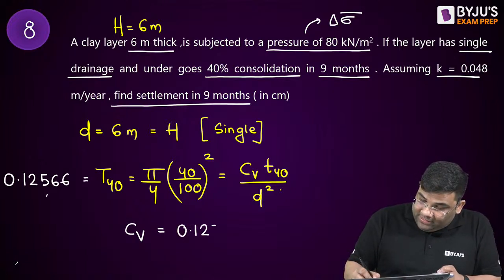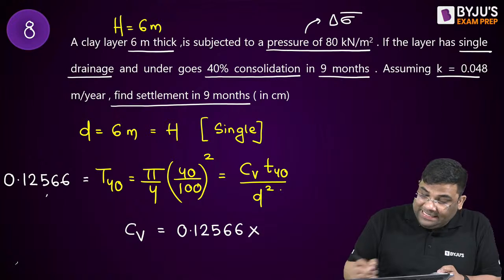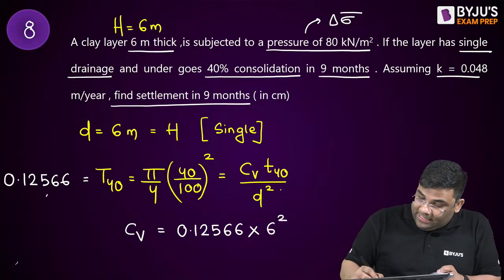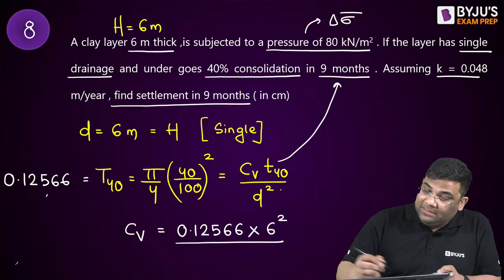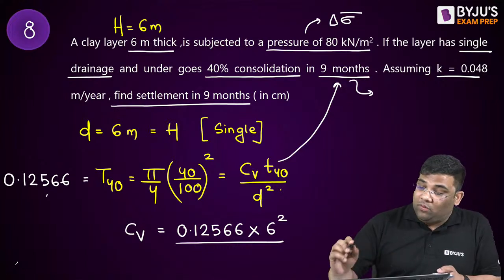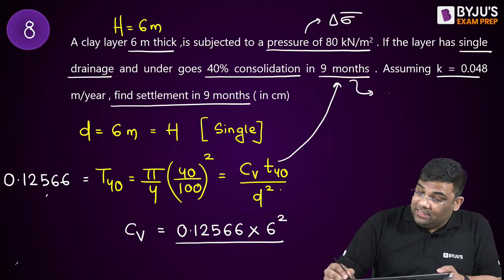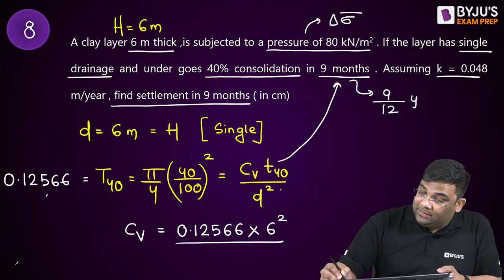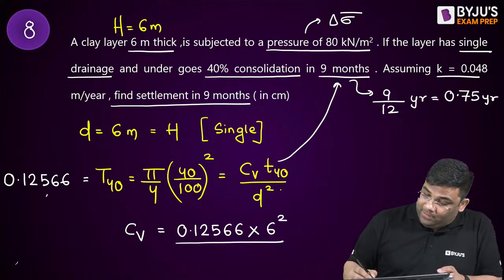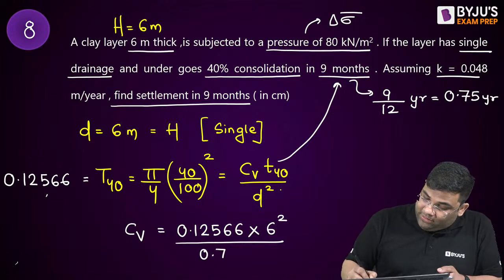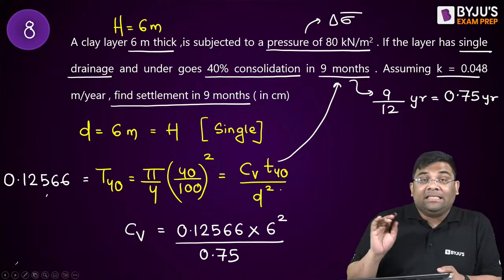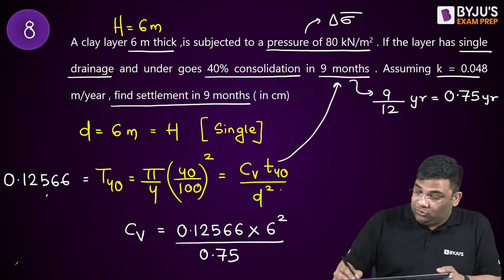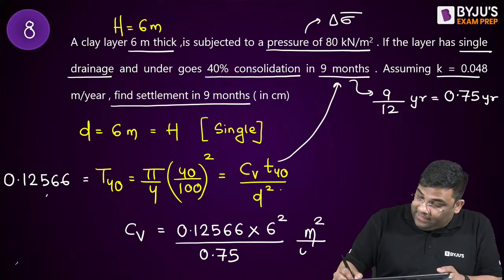So CV will be how much? This time factor which I am getting, I will multiply by D square, means 6 square, divided by the time given, 9 months. This 9 months I can convert into years. So 9 by 12 years, that is 3 by 4, I can say 0.75 year. So the unit will be how much? You see, this time factor doesn't have a unit, and D is in meter. So the unit will be meter square per year, right?